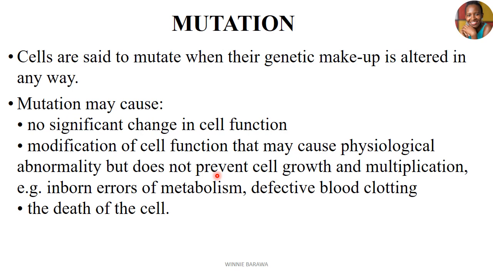However, the person can be born with inborn errors of metabolism or defective processes like the blood clotting process, or the cells can just die. And so the cell can go through cell death. So this is mutation. It just explains a change or a modification in the genetic makeup in a way that is altered and abnormal. So this can affect how the functions of the cells are happening, it can modify these cell functions and cause some abnormalities physiologically. Or generally, the cell can just die through cell death. And if you remember, this is what we call apoptosis. So this is how mutation works.